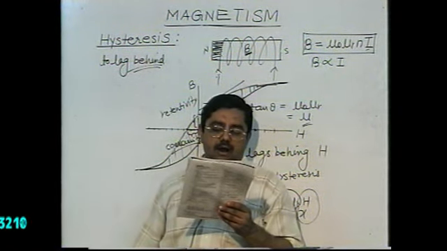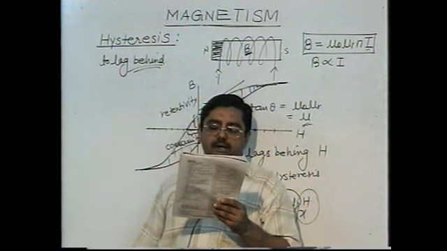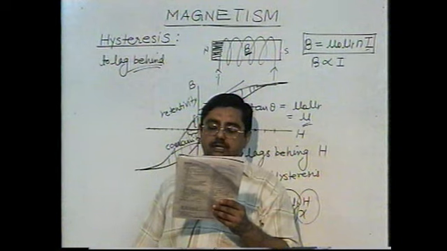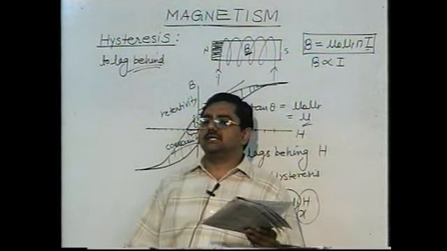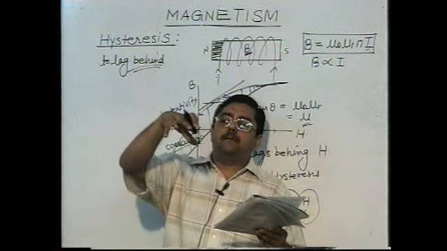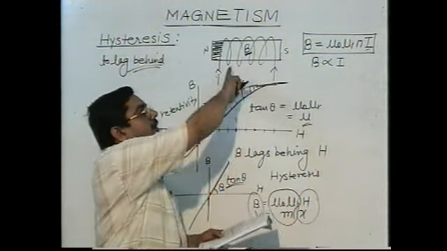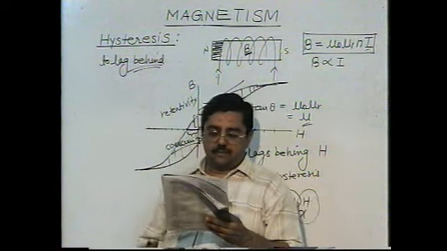Permanent magnetic material or hard iron: mu should be low, retentivity should be low, coercivity should be high, susceptibility should be low, and hysteresis loss is immaterial because they gain permanent magnetism. There is no question of changing the value of magnetism.